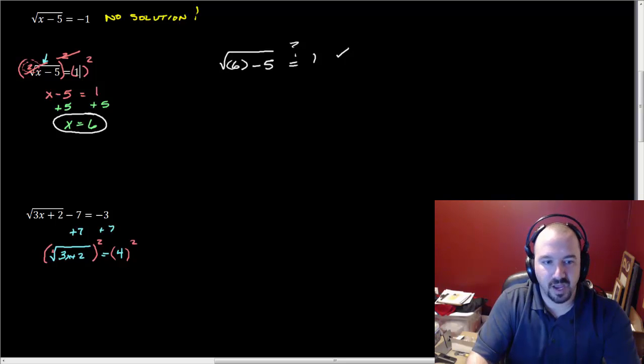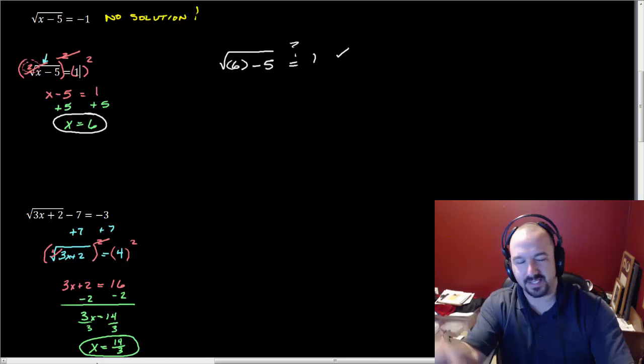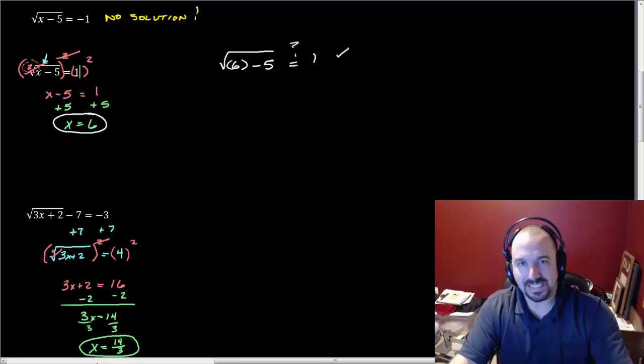So now I've got this square and this root canceling, leaving me with 3x plus 2 is equal to 16. Now just solve it just like you would any other linear equation. You're going to subtract 2 from both sides, and that gives me 3x is equal to 14. And I divide by 3 on both sides, and x is equal to 14/3. That's it. And you say, oh, okay, well, that's not so bad, right? And that's the answer.